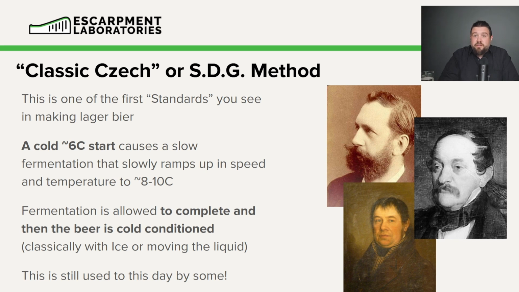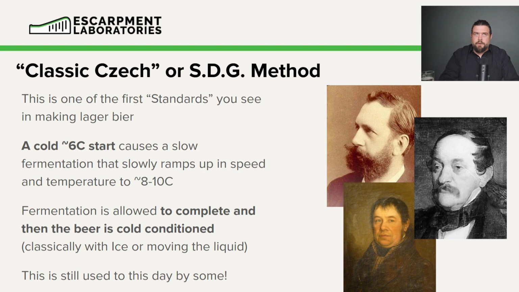Now, these fermentations start roughly at 6 degrees Celsius, which is quite cold. These fermentations would then slowly ramp up in temperature, roughly to about 8 to 10 degrees Celsius. Now, they didn't have glycol jackets. They didn't have anything like that. There's no refrigeration or anything like that. They were still dependent on the seasons. They were still dependent on their environment for cooling. So these temperatures are a bit fungible.